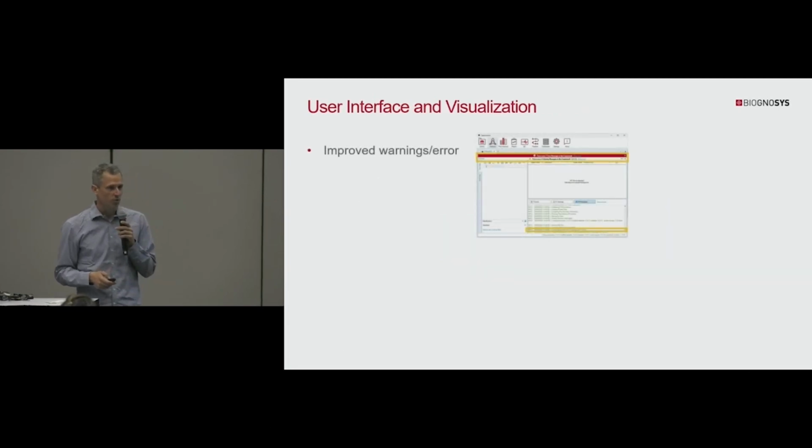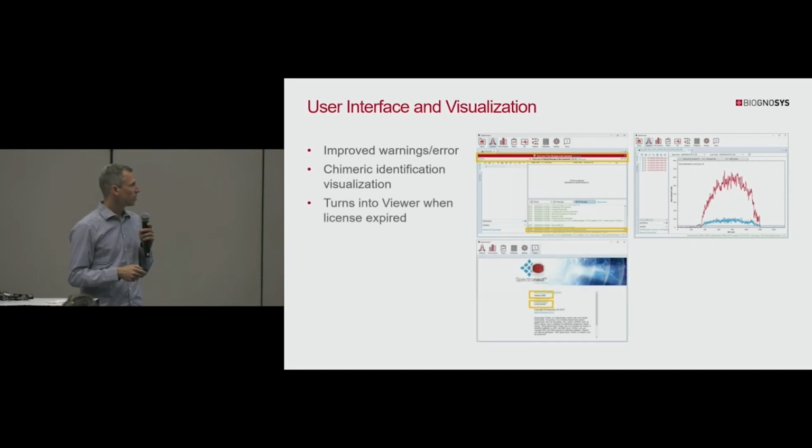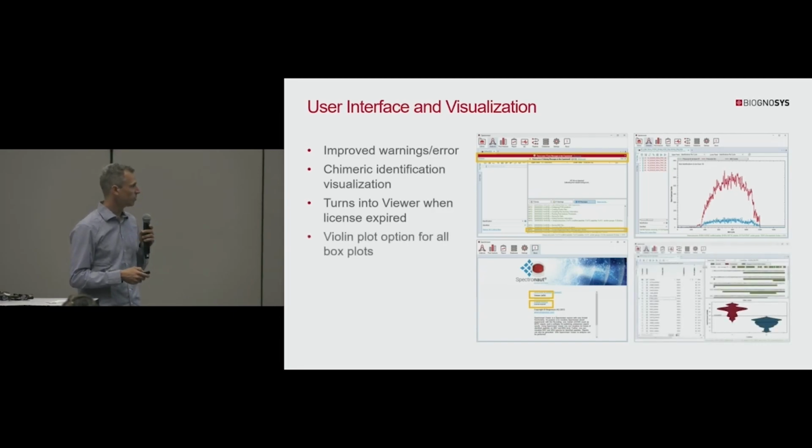We also have been working quite a bit on the user interface. So here you can see a couple of examples. We have improved error messages, warnings, if you do very extensive searches, such as unspecific searches. We also have a special visualization of how Spectronaut can identify peptides from chimeric spectra. So this is a new visualization that is very interesting. Then we also have a feature that if the license is expired, Spectronaut automatically turns into a viewer. So that's probably very handy for some of you. And then also all of the box plots now have violin plots as an option.